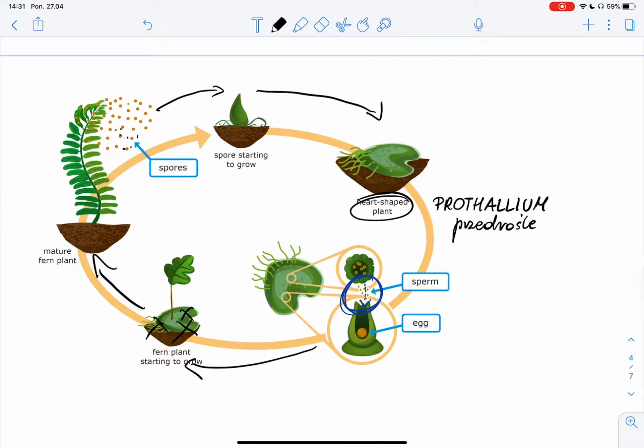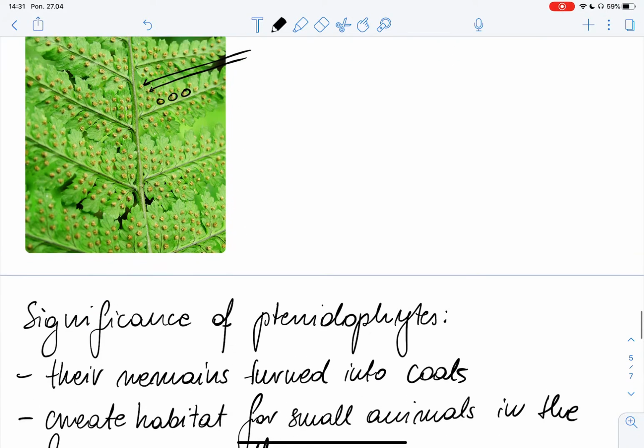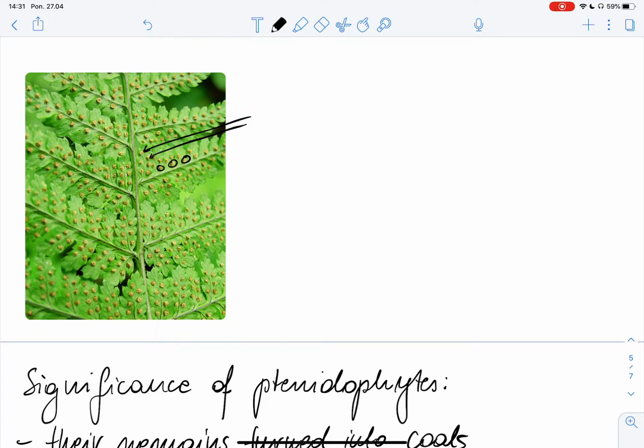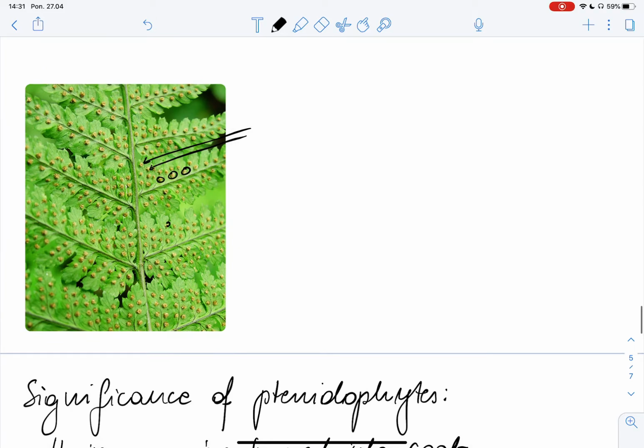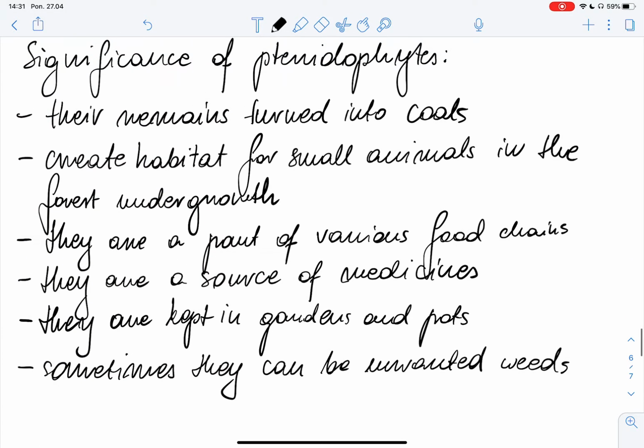The life cycle is complicated and it basically requires two phases. So the first phase is there for the protalium to grow, and then only from the protalium the new plant will emerge. This is what sporangium looks like, just those tiny things on the bottom side of the leaves. And here is the significance for the ecological system.